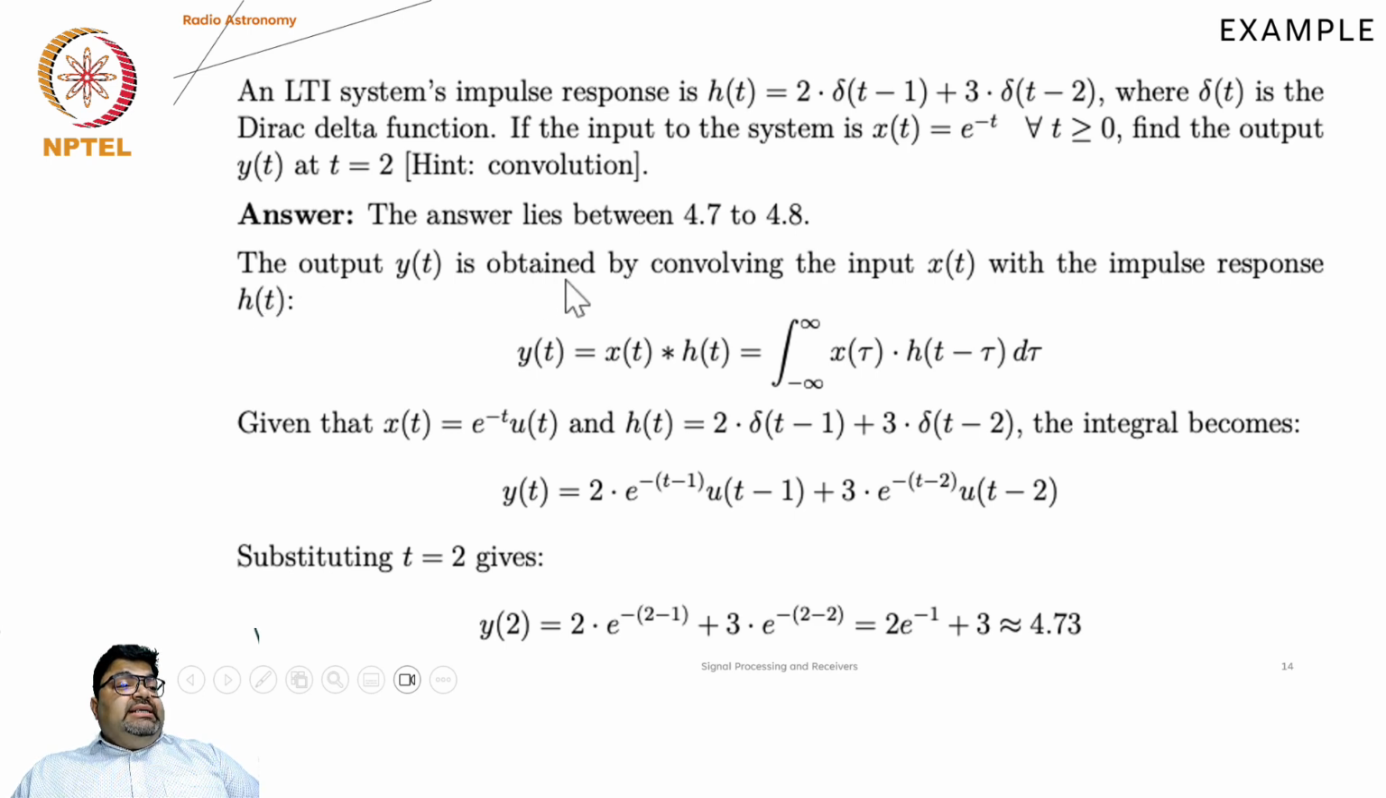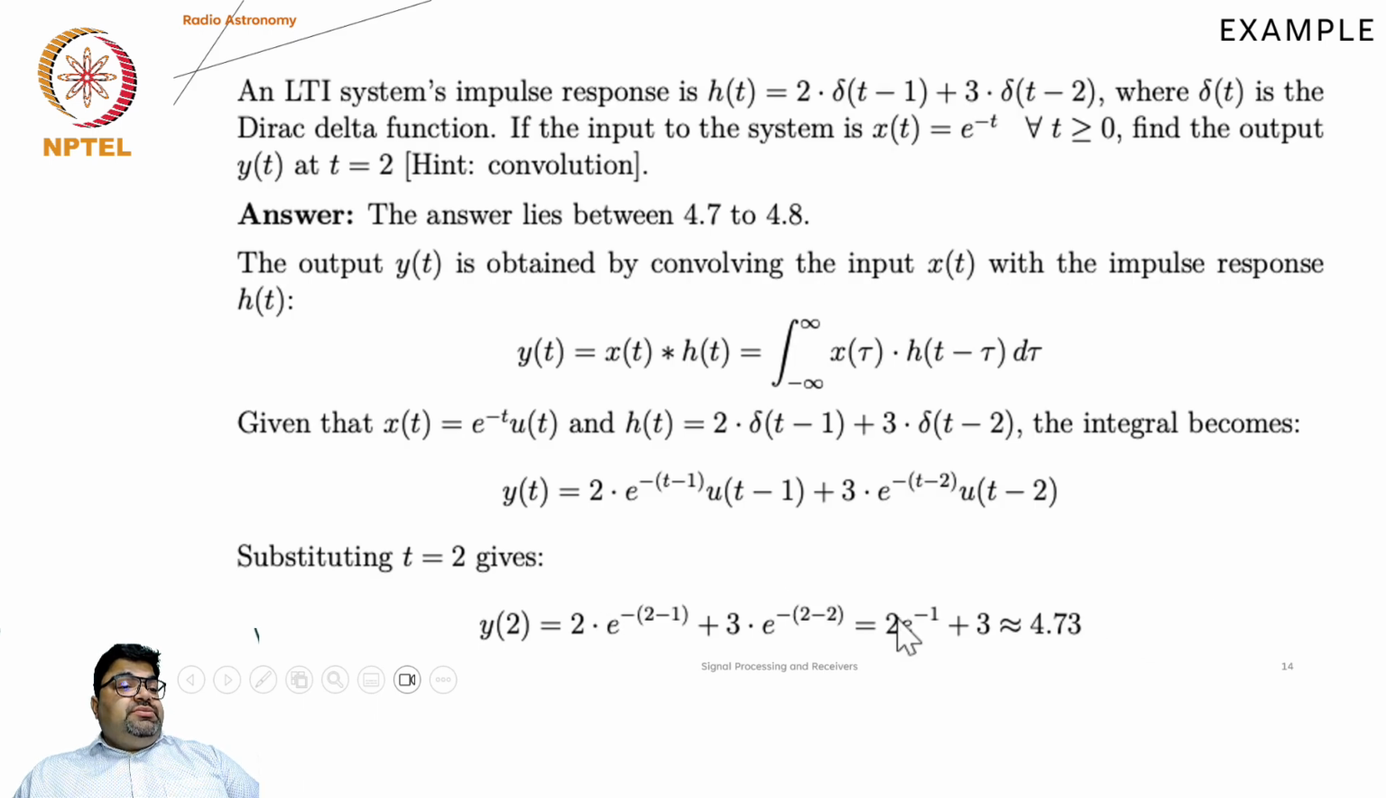So the output y(t) is obtained by convolving the input x(t) with the impulse response. Of course, y(t) is x(t) convolved with h(t), and that is given by the integral of x(tau) h(t minus tau) d tau. x(t) is nothing but e to the power minus t times the unit function, because it exists only for t greater than 0, so this is represented easily by the unit step function. h(t) is also here. So then y(t) becomes this value. Substituting t equal to 2, you get y(2) equal to 4.73.